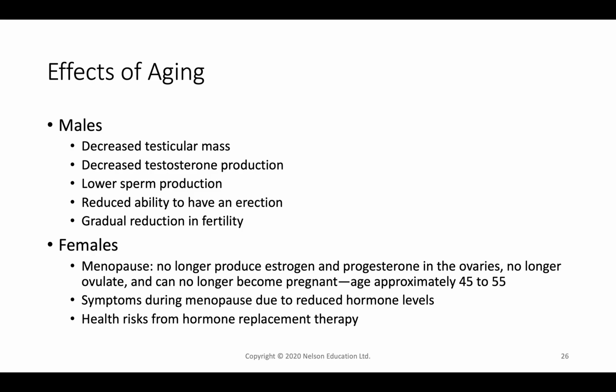So less testosterone production means less sperm produced, and less sperm is going to lead to a gradual reduction in fertility. We also can see erectile dysfunction. So we can see issues where we are unable to maintain an erection, so we can't get to the actual ejaculation event, etc. So obviously that's going to be a barrier to fertilization as well.